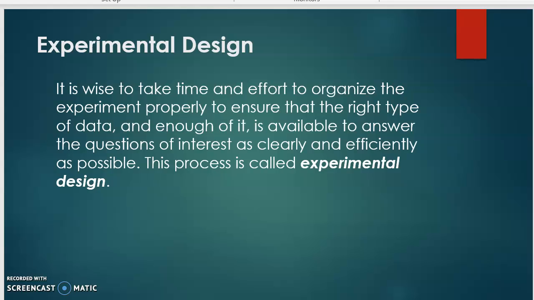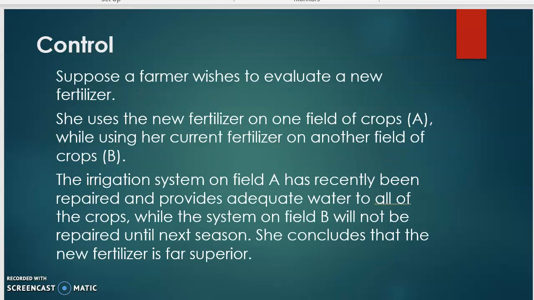Experimental design. It is wise to take time and effort to organize the experiment properly to ensure that the right type of data and enough of it is available to answer the questions of interest as clearly and efficiently as possible. This process is called experimental design. Control is a major aspect of creating an effective experiment.